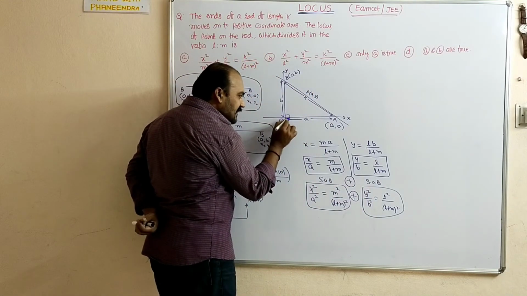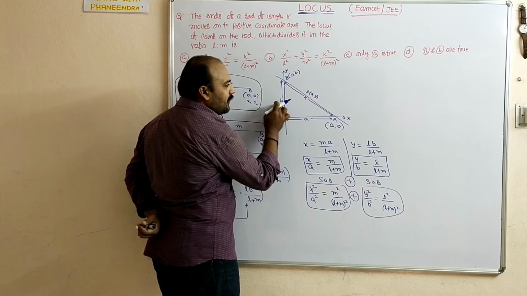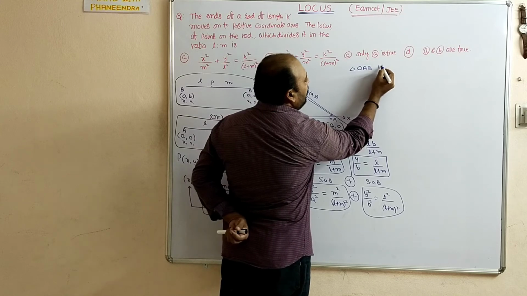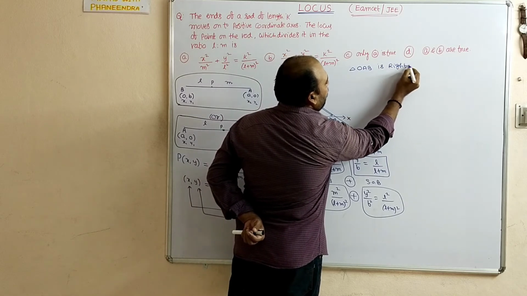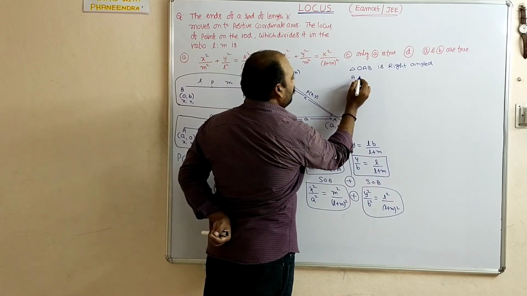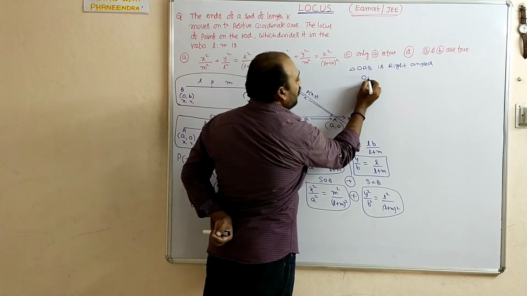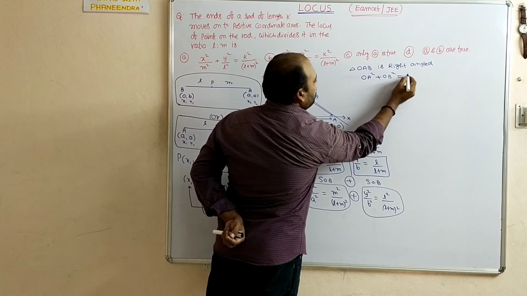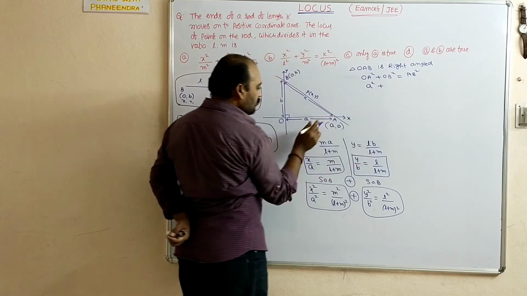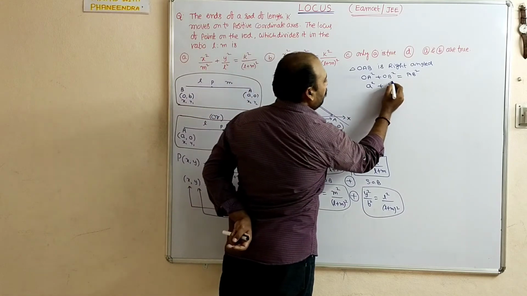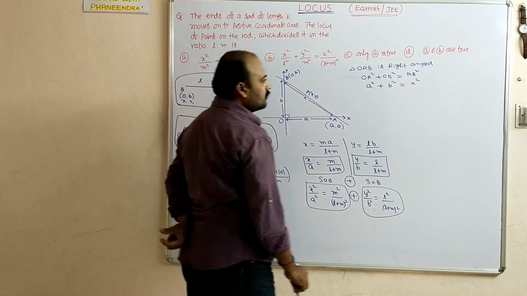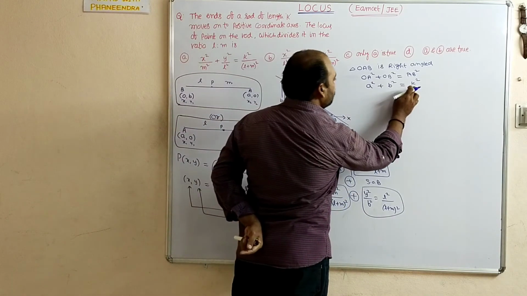By observing, it is exactly a right angle triangle now. A, B and K. So triangle OAB is right angled. Then OA square plus OB square is equal to AB square. OA square means a square, OB square means b square, equal to K square. K value: a square plus b square.